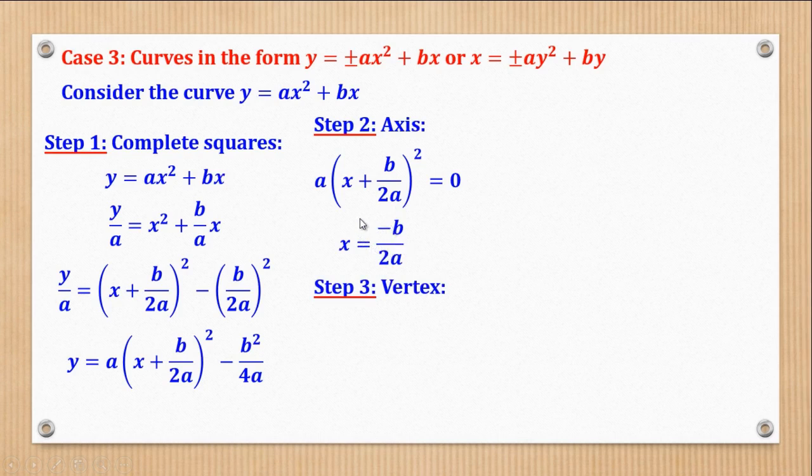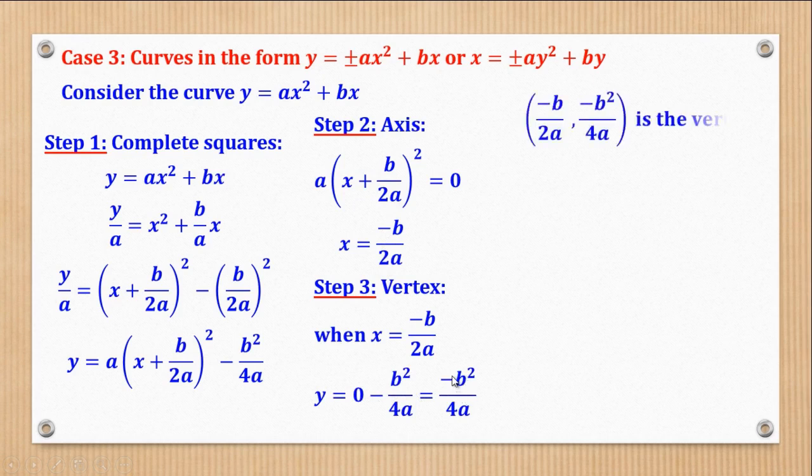Now the vertex of the corresponding curve is the point where this axis cuts the curve. So when x is equal to negative b over 2a, our value of y will be equal to negative b squared over 4a. And therefore the coordinate of the vertex is negative b over 2a and negative b squared over 4a. Now next is to get the intercept.